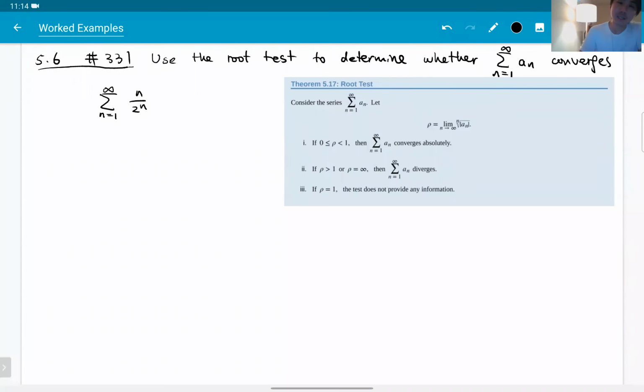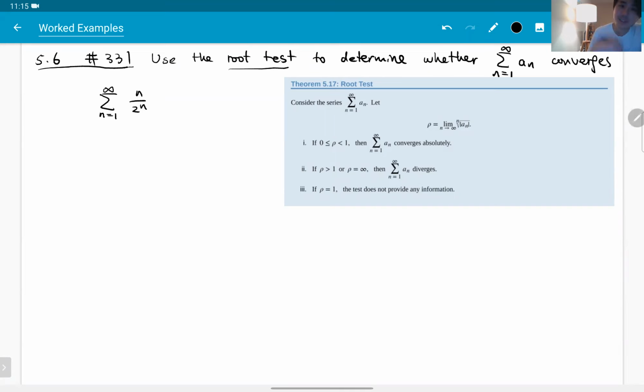Hey guys, in this video, we're going to work through two examples using the ratio test and the root test. The first problem is problem 331 in chapter 5.6, and we need to use the root test to determine if this series converges.